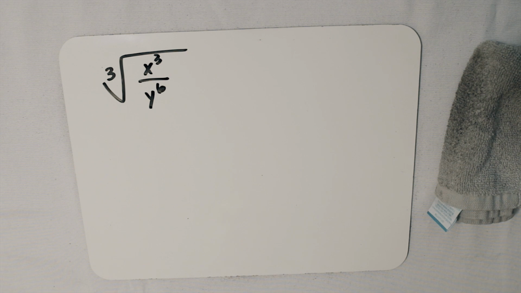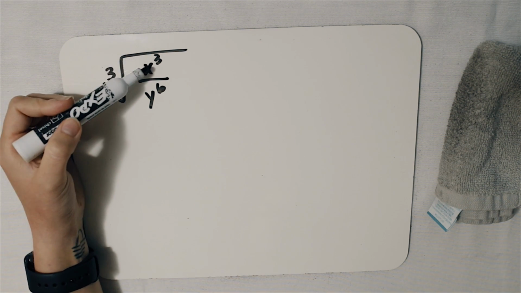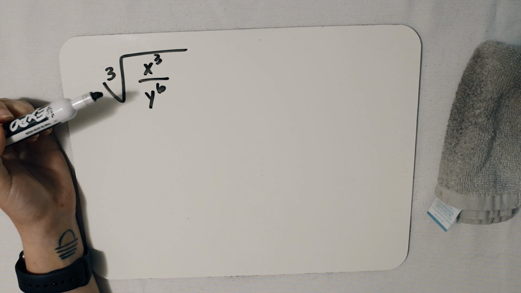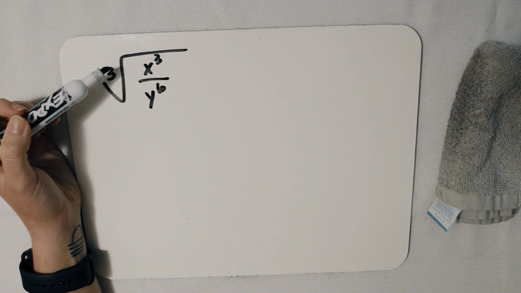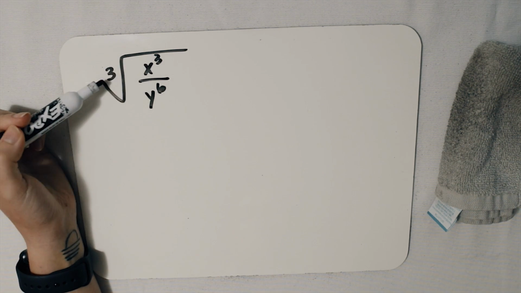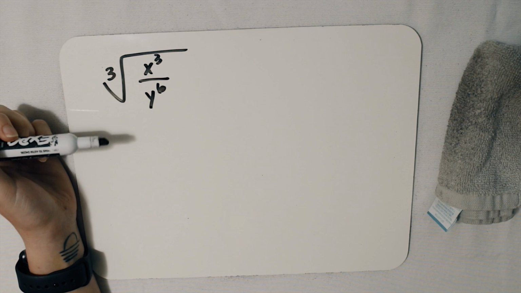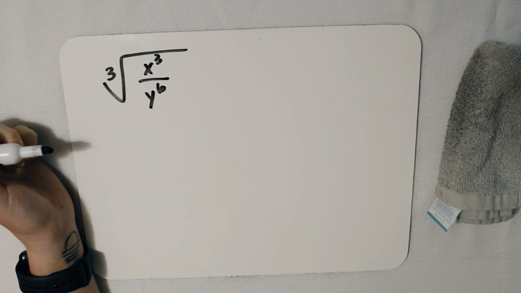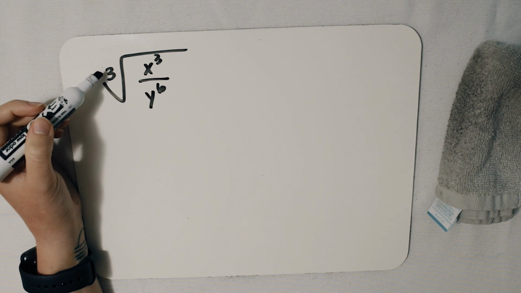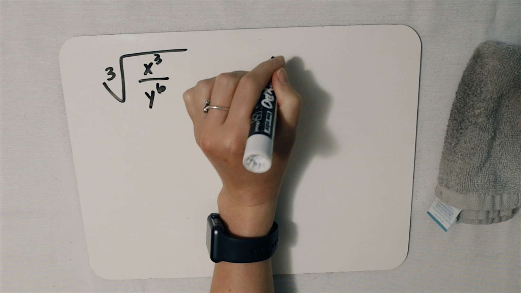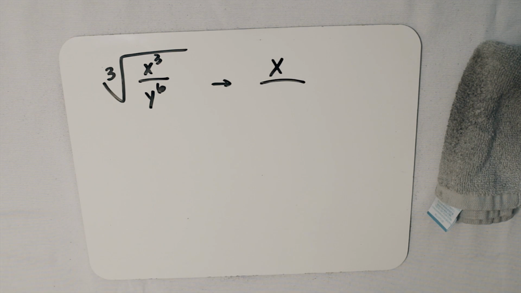So all we need to do is simplify. We're going to look at this as two terms: we have x cubed and we have y to the 6th. If we take the cubed root of x cubed, remember this root and this exponent are the same number, which means they're able to cancel each other out. They are opposites, a cube and a root. So in our numerator, the cubed root of x cubed leaves us with just x.